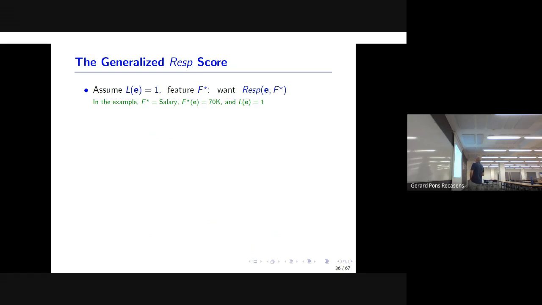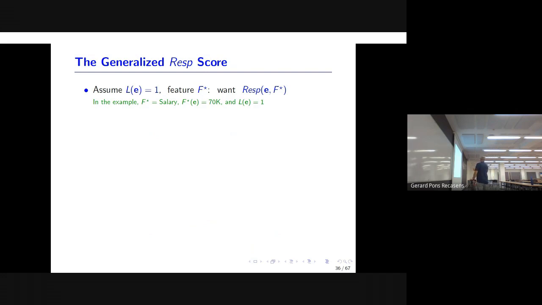So this is about the generalized responsibility score. But I think it could also be interesting to consider in the context of databases, where the counterfactual interventions are changes of attribute values, and you have a domain for them. That's why I want Patrick to be here. And you will compare them. So this is a feature F star. This is fixed. I want to compute the responsibility score for this feature on this entity, local.